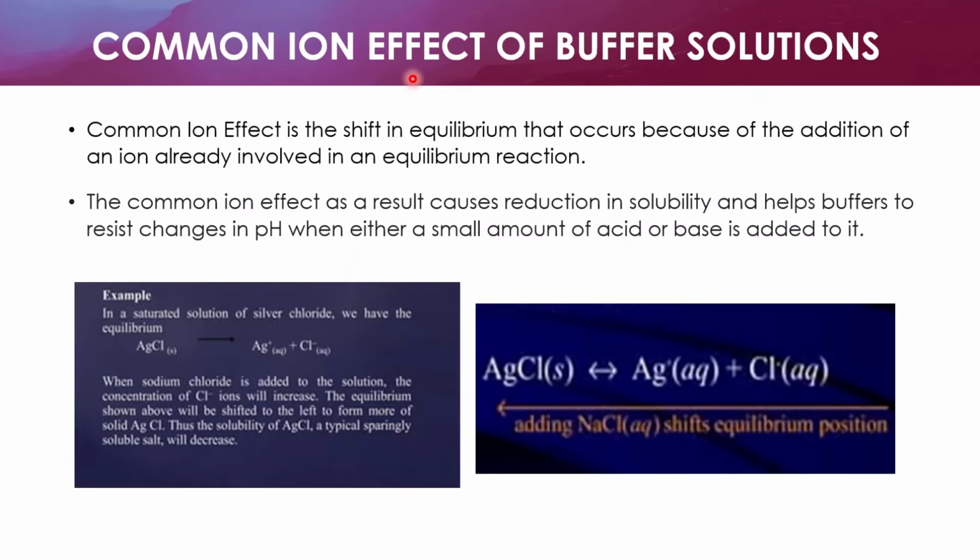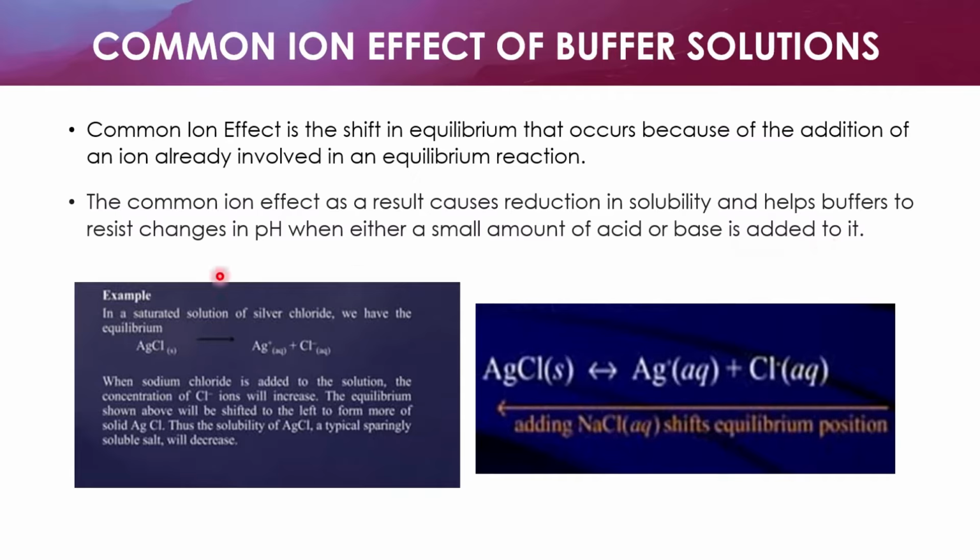Common ion effect of buffer solutions. The common ion effect is the shift in equilibrium that occurs because of the addition of an ion already involved in an equilibrium reaction. The common ion effect causes a reduction in solubility and helps buffers to resist changes in pH when a small amount of acid or base is added to it.